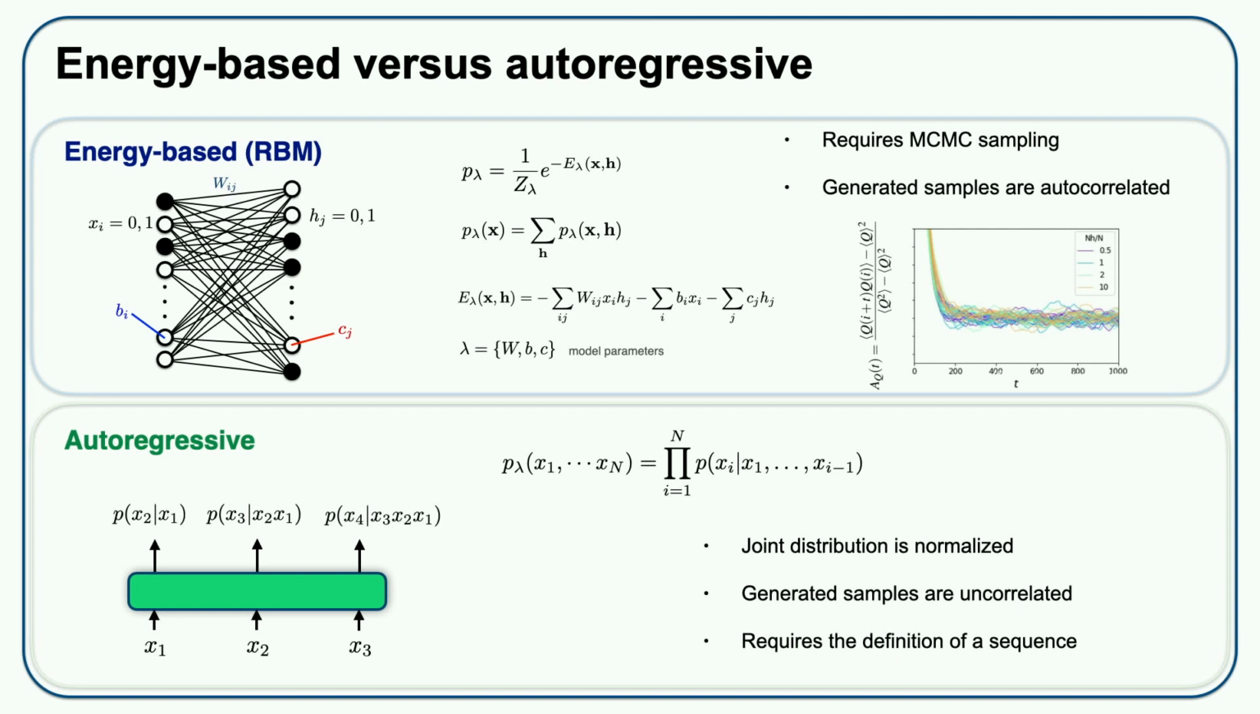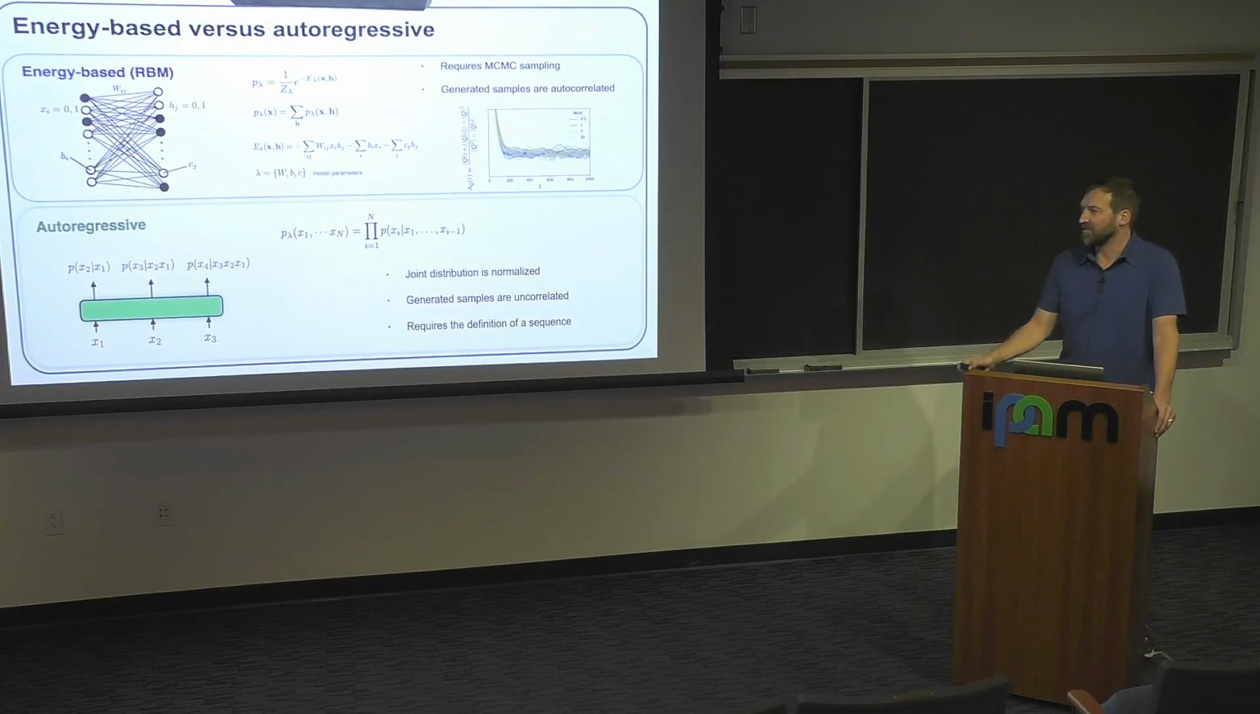So that's very general. You can break it up into any sort of sequence. And once you do that, the joint distribution is normalized, okay? And so it means that any samples you produce come out completely independently, which is fascinating. But it does require this definition of a sequence. So. Questions on this?